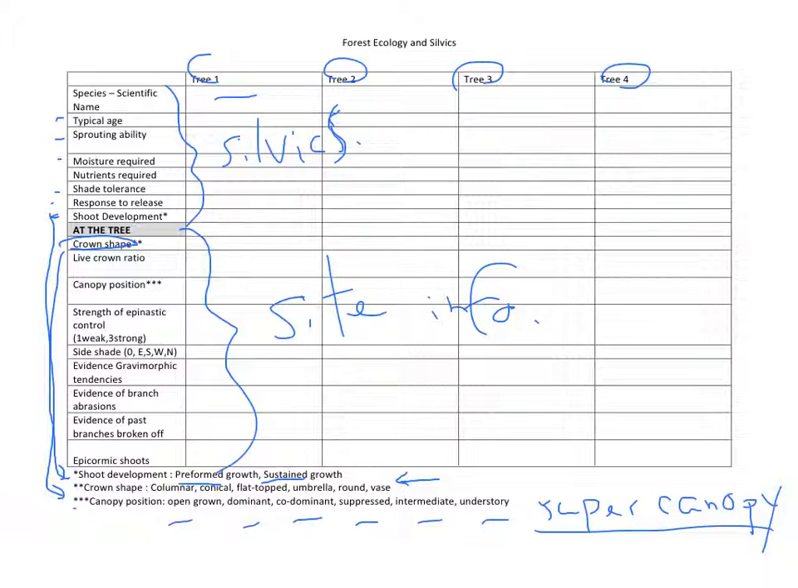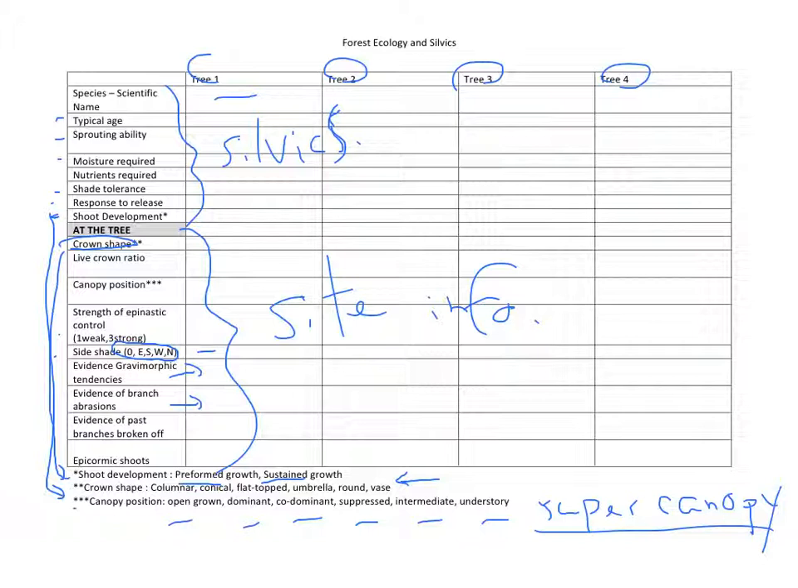Strength of epinastic control, side shade, OESWN means open, east, south, west, north. Okay, where is it shaded? Okay, where is it getting sunlight? Okay, that's important because that's going to help us decide future architecture, how that looks. Evidence of gravomorphic tendencies, give me some details if there is. Evidence of branch abrasion, okay, give me some details.